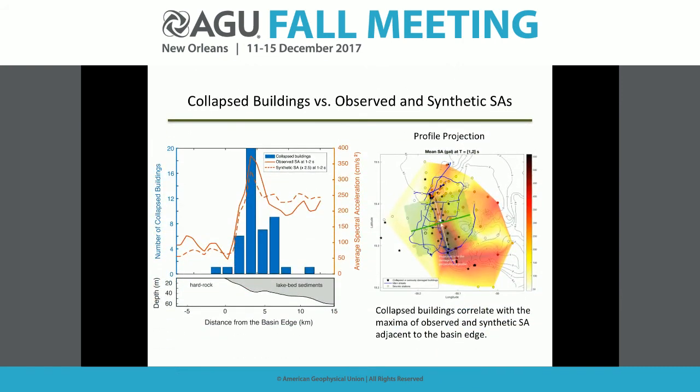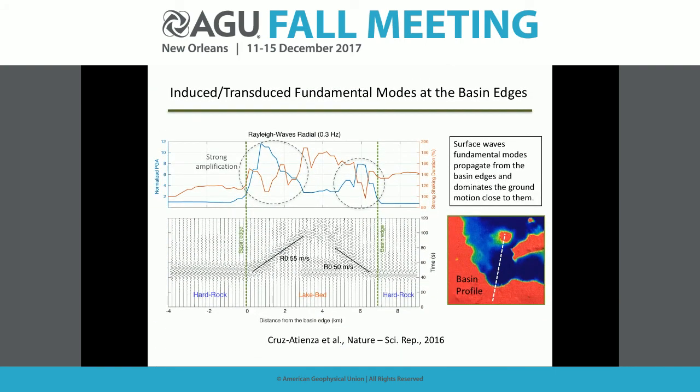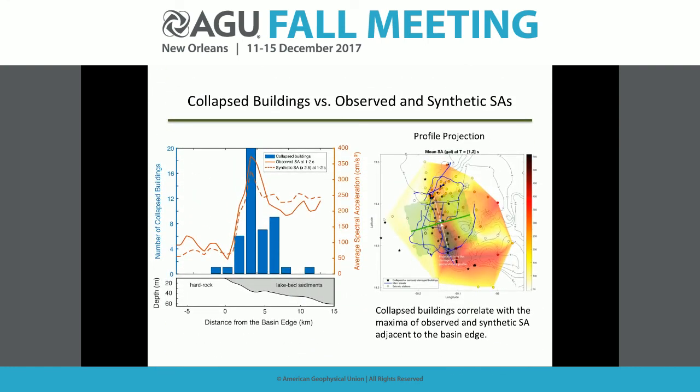So what we did was to project these quantities into a section perpendicular to the basin edge, and that's what we have here. The collapsed buildings are in blue as a function of distance from the basin edge. We have the spectral accelerations between 1 and 2 seconds, observed as dots and the synthetic model as the continuous line. So the question is, what happens in this region that promotes this very high amplification of seismic waves?